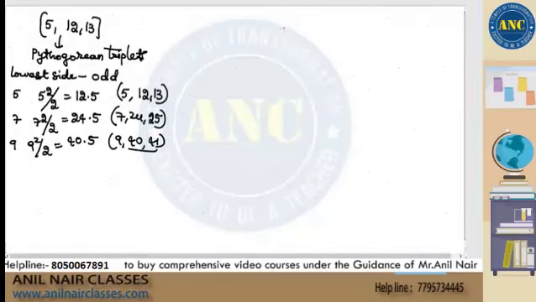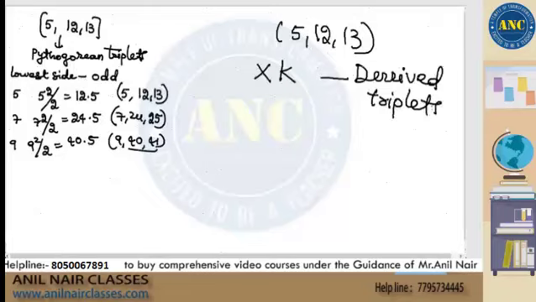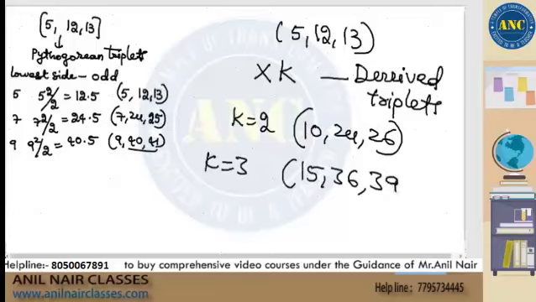So once you get 5, 12, 13, you multiply with any k, and you will get all derived triplets. Everything else is a derived triplet of 5, 12, 13. Basic triplet means A, B, C should be co-prime. If k is 2, you get the triplet 10, 24, 26. If k is 3, you get the triplet 15, 36, 39. I hope it is clear, right?